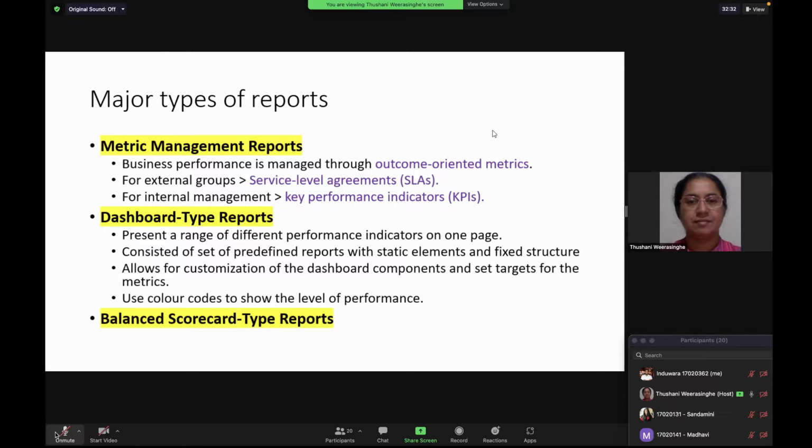And then there are major types of reports: metric management reports, dashboard type reports, and balanced scorecards. Metric management reports are the things that we talked a lot about. I think you have talked about these things even at the very beginning of the previous courses as well. It is just to see whether we have achieved the business outcomes, the expected desired outcomes. We need to see whether we are going in the right direction, whether we are going to achieve the outcomes.